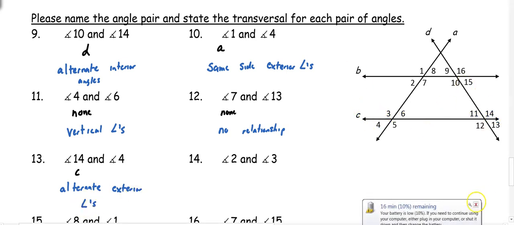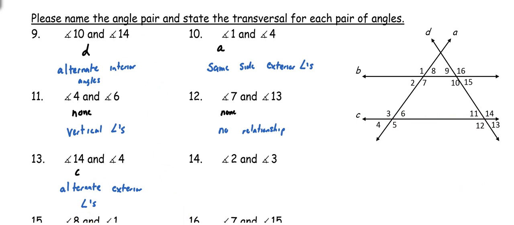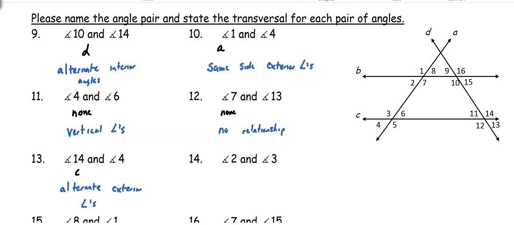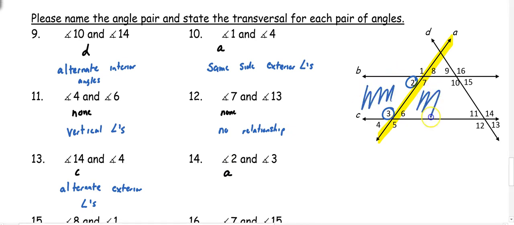Number 14, we have angle 2 and angle 3. When we look at angle 2 and angle 3, they're both touching the same line A, which makes A our transversal, because it's going through the two lines that they are also touching. So A is my transversal. And when I look at these, they're between the other two lines, so that means they have to be interior and they're on the same side. So this is going to be same side interior angles.